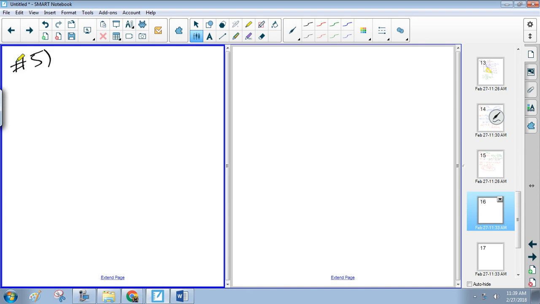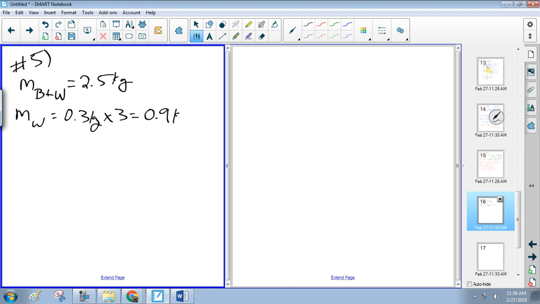So let's see. The cart has a total mass of 2.5 kilograms and it has wheels that each have a mass of 0.3 kilograms. So let's do this. Let's make a careful list of our masses. The mass of the cart's body and the wheels combined is a total of 2.5 kilograms. The mass of just the wheels alone is 0.3 kilograms each, but there are 3 of them. So that's a total of 0.9 kilograms.